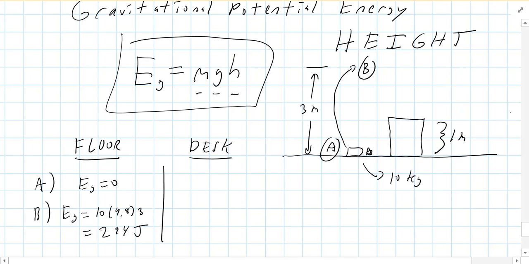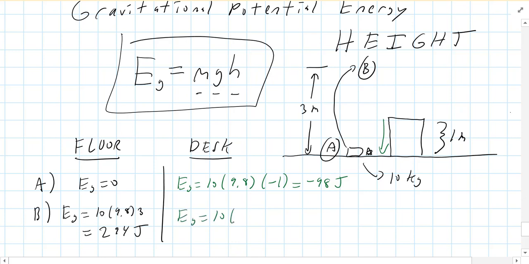What about if I measure everything from the desktop? Well, if I measure from the desktop, what's the starting height of the book? It's below the desktop. The starting height is negative. And so E sub G would be m, which is 10, times g, which is 9.8. Point A is 1 meter below the desktop, so we would put a -1 here, and you would get negative 98 joules.